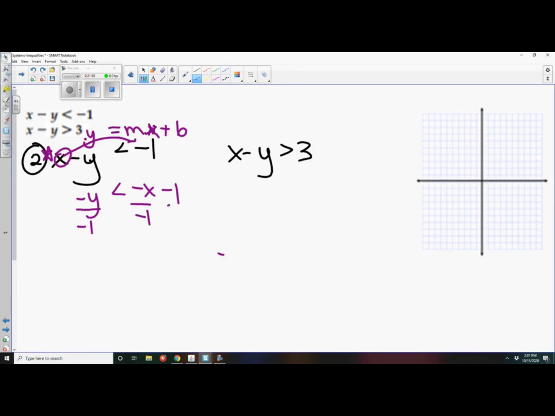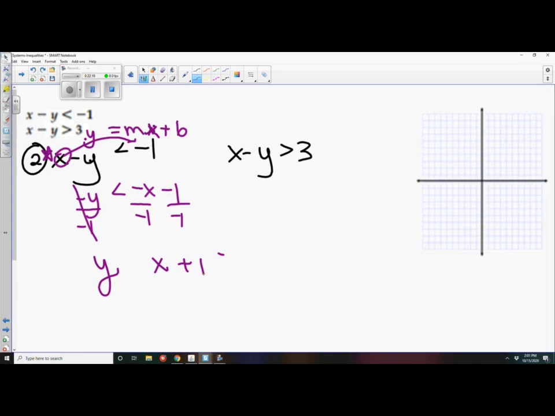And now, we're going to end up with negative 1's canceling, and y is 1x. All right, so 2 negatives make a positive. Well, we still are missing something here. What are we missing? You flip the sign when you divide by a negative.